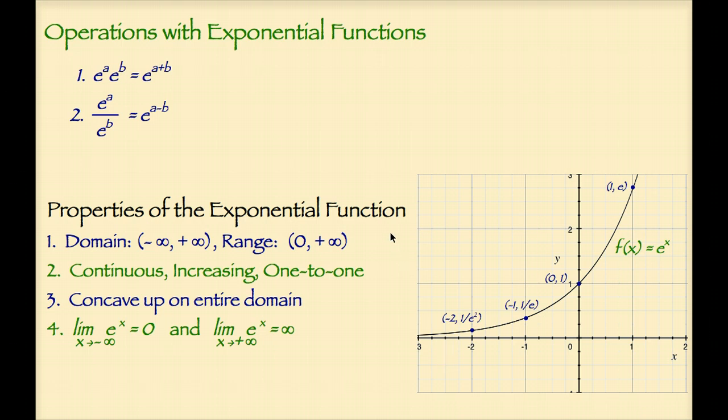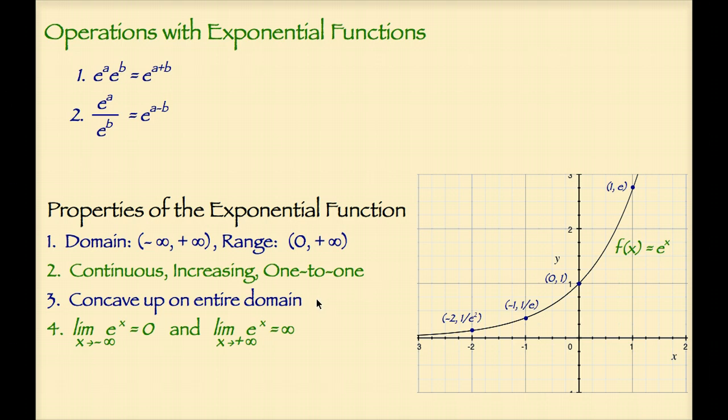Since the exponential function and the natural logarithmic function are inverses of each other, we should not be surprised to see that the domain and range are interchanged. For the exponential function, the domain is from negative infinity to positive infinity, but the range is from 0 to positive infinity. The exponential function is continuous, increasing, and one-to-one on its entire domain.